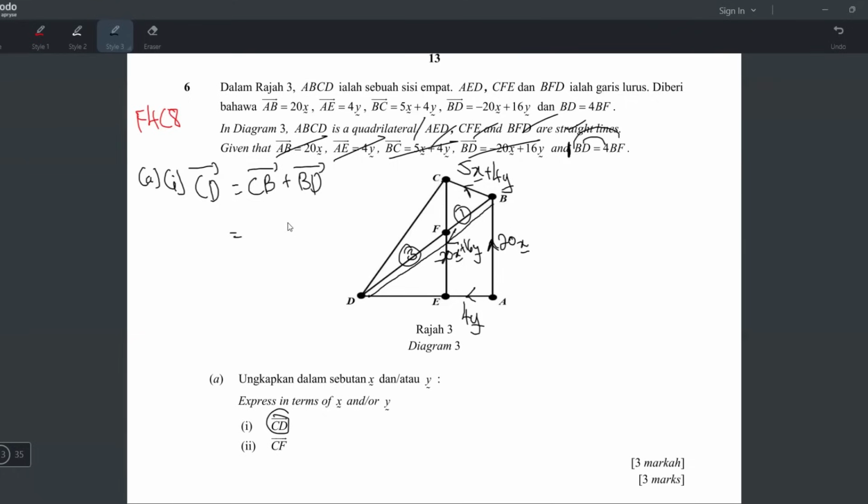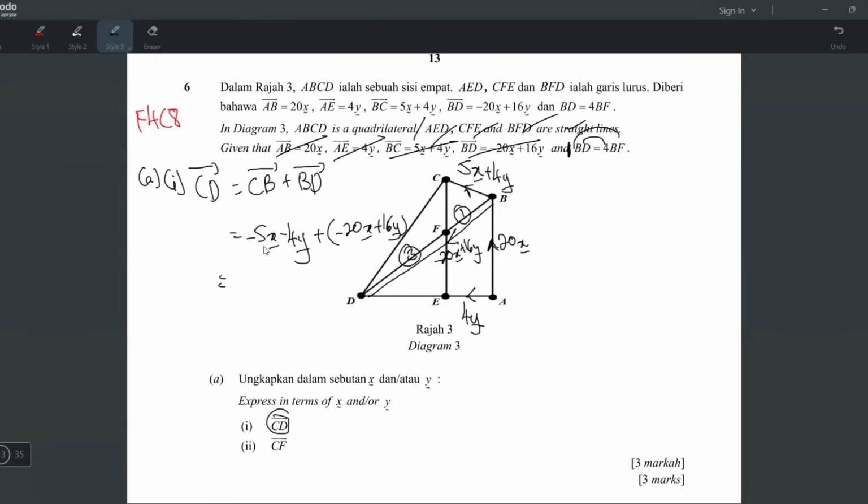So C to B is negative 5x minus 4y. If it's BC, it's 5x plus 4y. But if it's CB, it becomes negative 5x minus 4y. You have to change the sign. And if there are two terms, you also have to change the signs. And then plus the BD vector, okay, just take it directly: negative 20x plus 16y. This one you don't need to change the sign because its arrow direction is already correct.